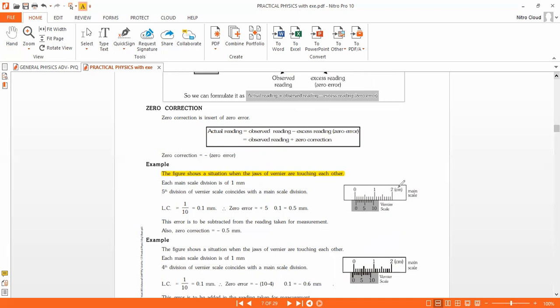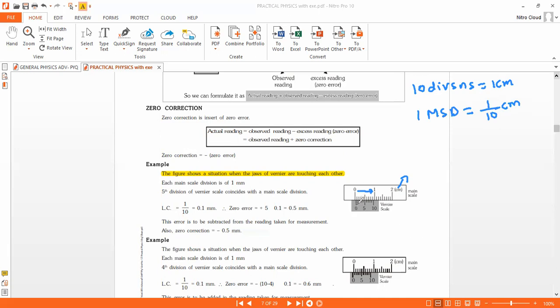Here they gave it in centimeter. From 0 to 1, 1 centimeter. How many divisions are there? 10 divisions there. So 10 divisions equal to 1 centimeter. So value of 1 main scale division will be 1 by 10 centimeter. Can I say?